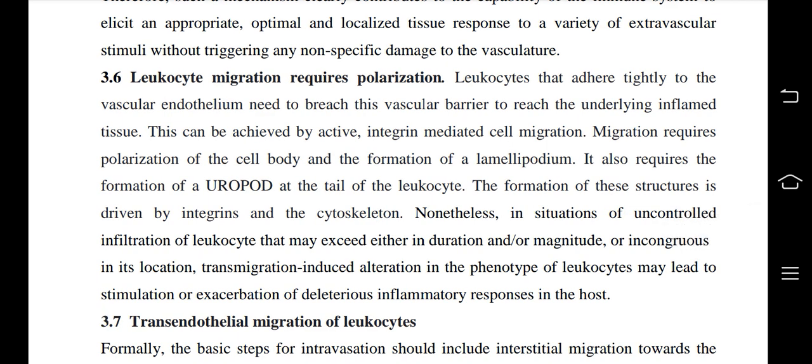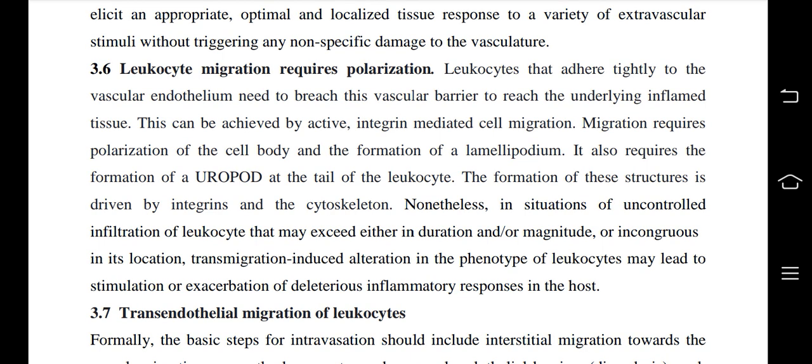Leukocyte migration requires polarization. Leukocytes that adhere tightly to the vascular endothelium need to breach this vascular barrier to reach the underlying inflamed tissue. This can be achieved by active integrin-mediated cell migration. Migration requires polarization of the cell body and the formation of a lamellipodium. It also requires the formation of a uropod at the tail of the leukocyte. The formation of this structure is driven by integrins and the cytoskeleton.